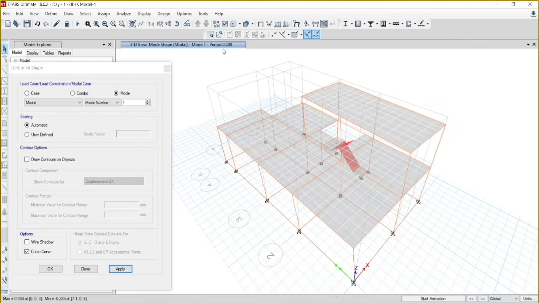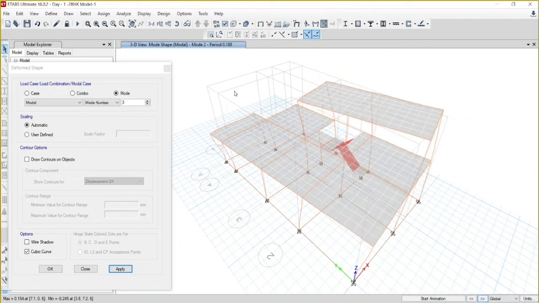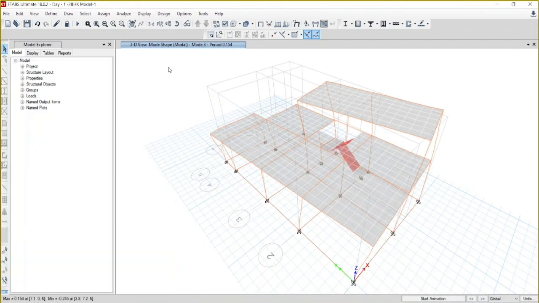For each and every mode, you can check the time period here. For mode 1, the time period is 0.28. For mode 2, time period is 0.188. For mode 3 is 0.154. This is the way to get the mode shape. Yes. As of now, we have analyzed the building by using equivalent static load.